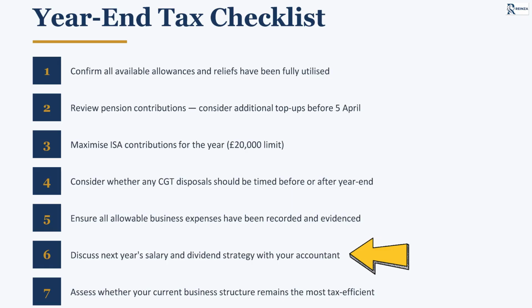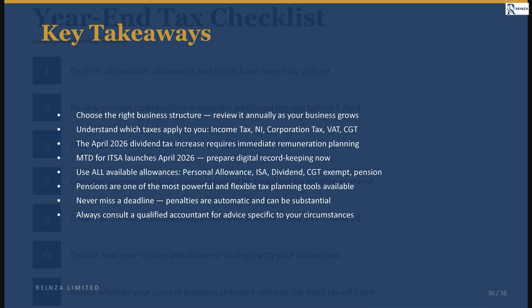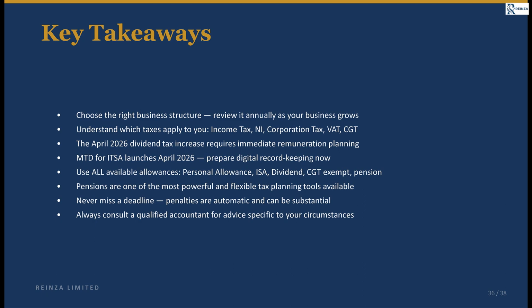Step 6. Discuss next year's salary and dividend strategy with your accountant, particularly if the dividend tax rates are changing. And Step 7. Assess whether your current business structure remains the most tax-efficient option. If your profits have grown significantly, it may be time to consider incorporating. Let me summarize the key takeaways from this entire course.